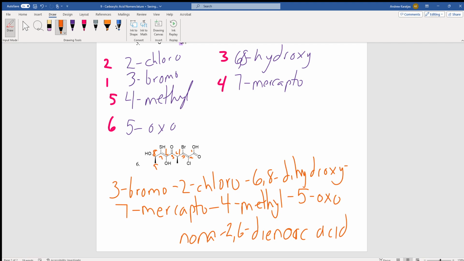Final step would be to consider any stereochemistry. We have 2 alkenes that need to have E and Z assigned. And then we have 2 chiral centers to assign R and S. And you can go through and do that. 2E, 4S, 6E, and 8R.